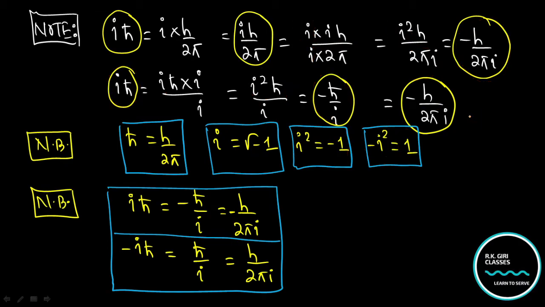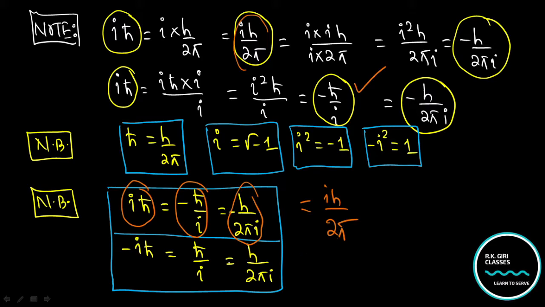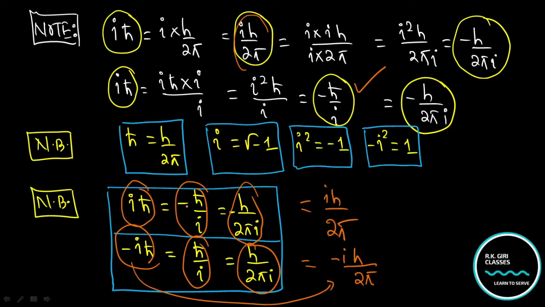So the result we finally got, that is i h cut is equal to minus h cut by i, right, minus h cut by i, and that is minus h by 2 pi i, right, or you can write like this, that is i h by 2 pi. This is minus i h cut is equal to, just remove negative here, just use positive here, that is h cut by i, h by 2 pi i, and you can write like this, this is minus i h by 2 pi, if this is the value.